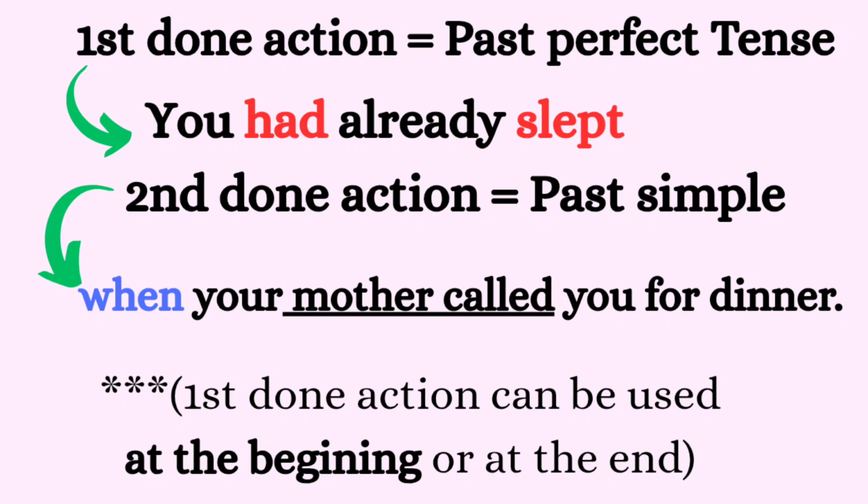Remember this. When you have two actions which happened in the past, use past perfect tense for the first action, and for the second action use past simple tense. I hope this is very clear.